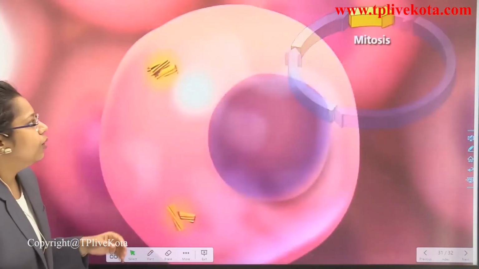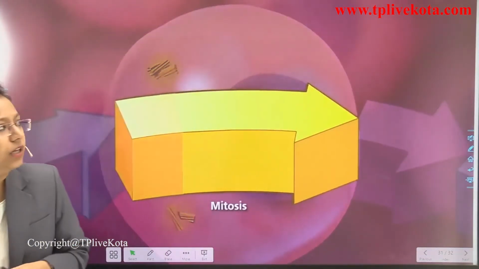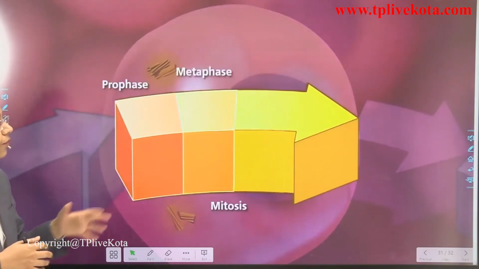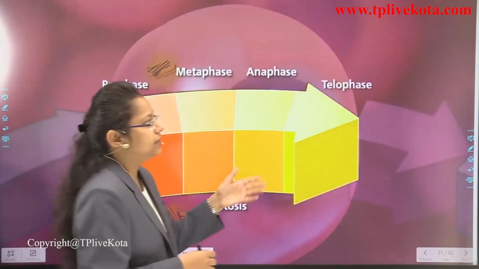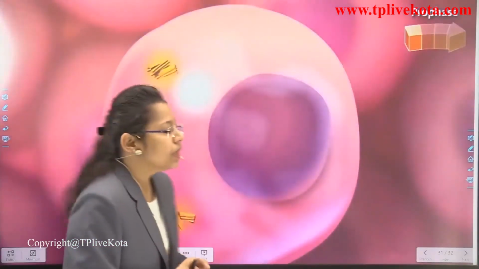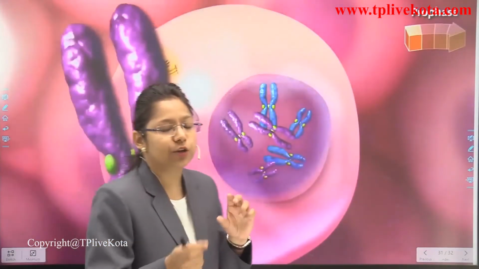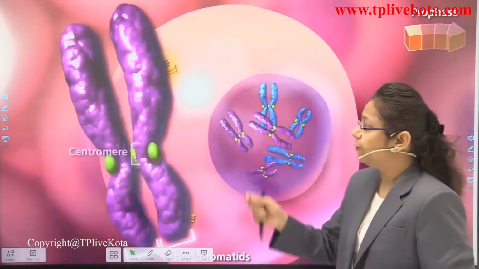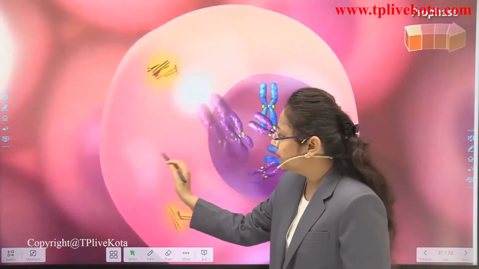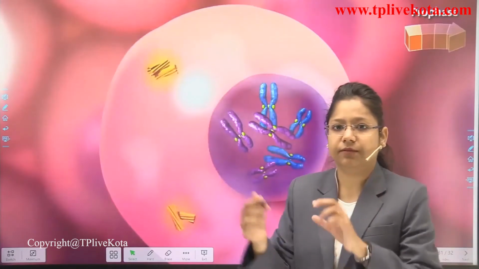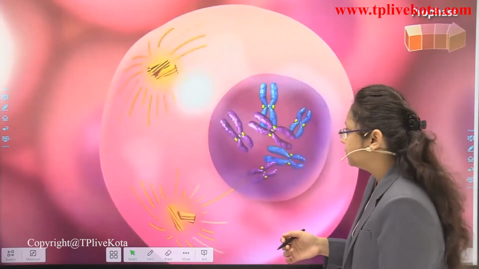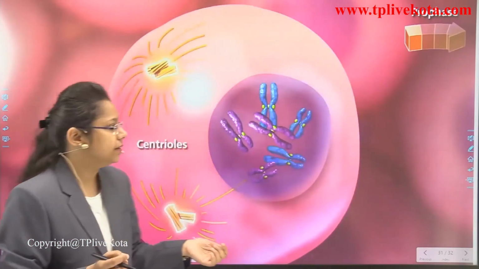Now the mitotic division takes place in 4 phases. What are the 4 phases? The first phase is the prophase, then metaphase, then anaphase, and the last one is the telophase. So first is the prophase. What happens in the prophase? I told you the chromatin gets condensed and forms what? Chromosome, and a centromere is the basic thing which attaches both the sister chromatids. Now this chromosome formation takes place in the first stage.